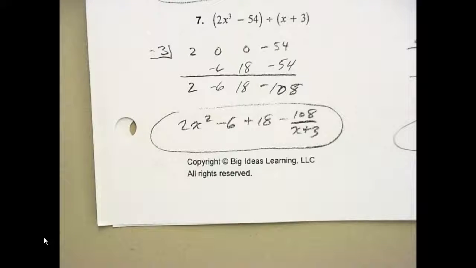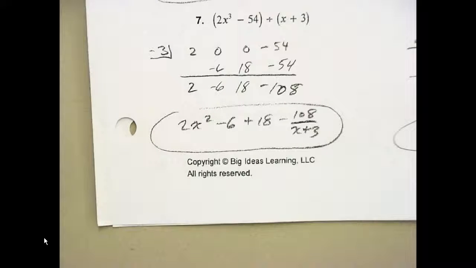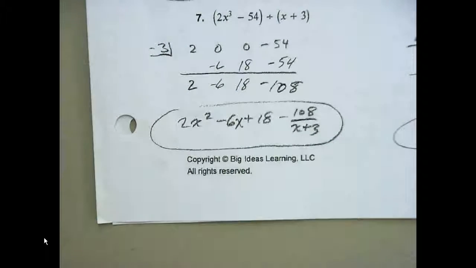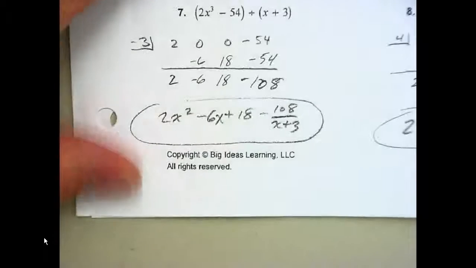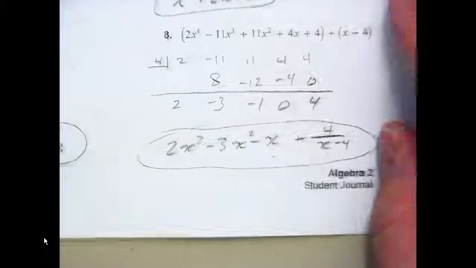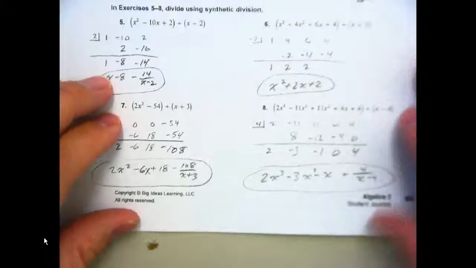2x squared minus x plus 18 minus 108 over x plus 3. Is that a 6x? This is supposed to be 6x, yes. Good call. All right, and number 8. 2x cubed minus 3x squared minus x plus 4 over x minus 4. Okay. Any questions on the bottom part? Yes, Sammy?